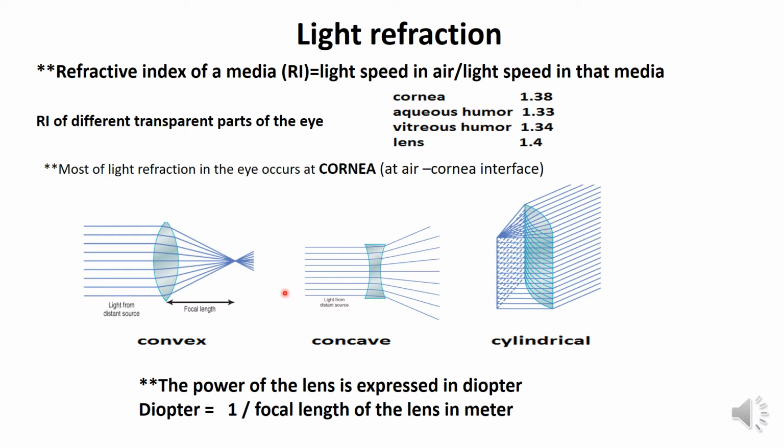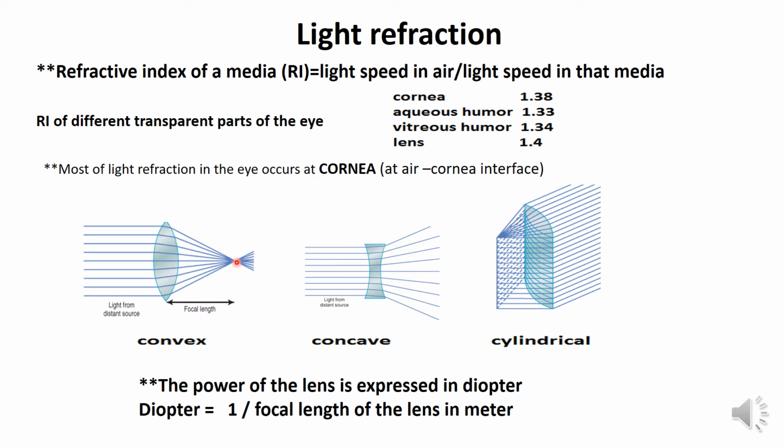This is a concave lens. The concave lens actually diverges the light rays rather than converging them. And this type of lens is called cylindrical. The cylindrical can be either concave or convex, and you can see this one is a convex cylindrical lens, and the light rays are focused in a line rather than in a point.